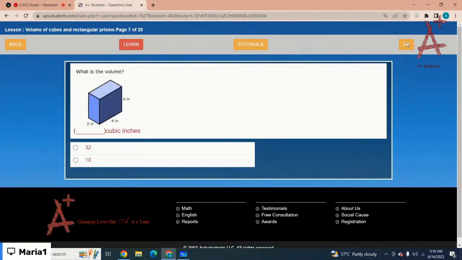Okay, what is the volume? So which is the correct option? You have to do length times width times height. So it would be 4 times 4 is 16 and 16 times 2 is 32. So it would be 32 cubic inches. Got it?